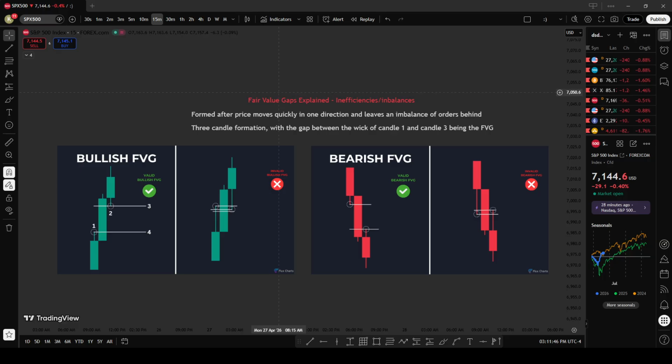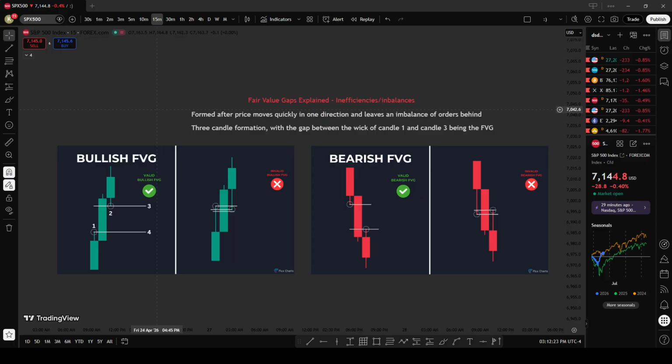Now, you might also hear fair value gaps get referred to as inefficiencies or imbalances. They both mean fair value gaps. It's just, for some reason, people call them different things. But yeah, so how a fair value gap forms is when price moves quickly in one direction and leaves an imbalance, so a big candle of orders behind it. It's a 3-candle formation with the gap between the wick of candle 1 and candle 3 being the fair value gap.